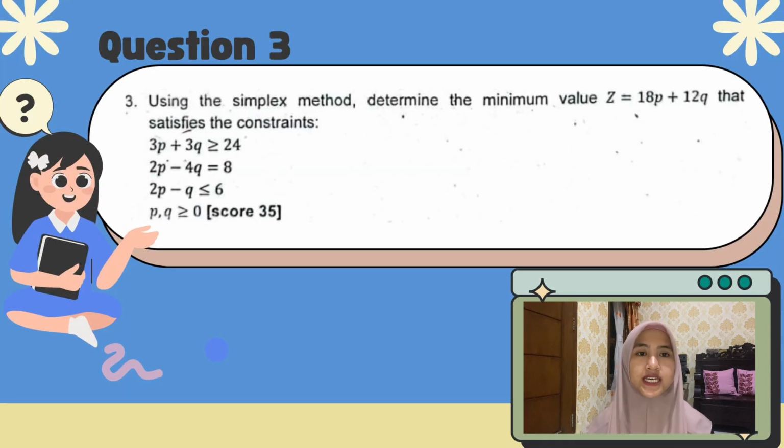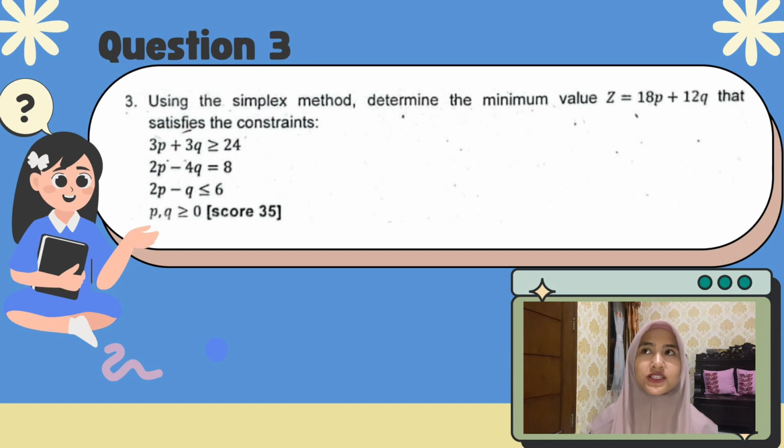Here is equation number 3. Using the simplex method, determine the minimum value z equal to 18p plus 12q that satisfies the constraints 3p plus 3q more than or equal to 24, 2p minus 4q equal to 8, 2p minus q less than or equal to 6, p, q more than or equal to 0.